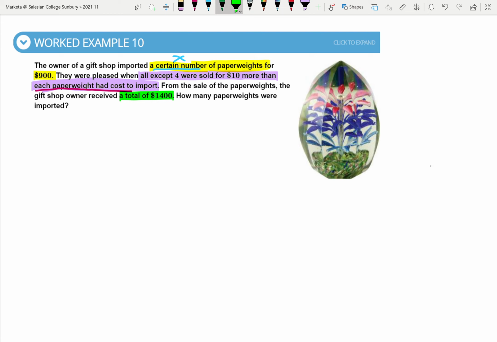Let's break this down a little bit. They're talking about the cost of each paperweight, so I'm going to write that in a maths way. It's $900 in total, and it's a certain number. If there was 10, you'd say 900 divided by 10, which gives the cost of 1. If it was 12, you'd say 900 divided by 12. So if it's X, you'd say 900 divided by X.